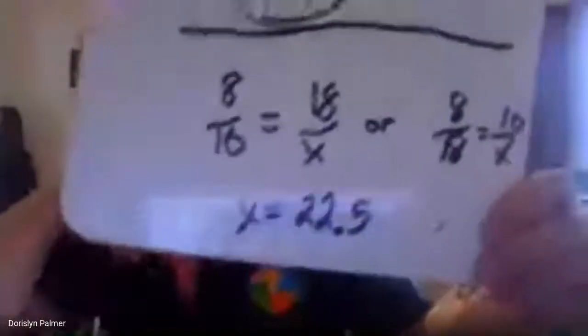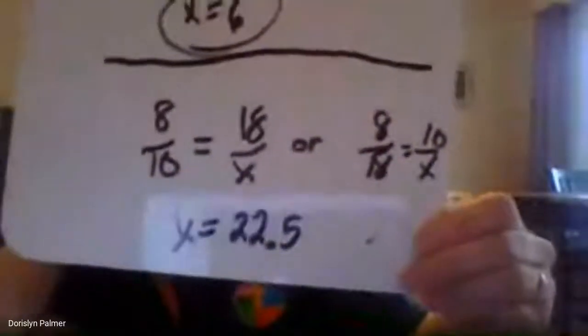Are you with me, Lily? Yep. Let me pin you. Okay. X equals 22.5. Yes, good job. All right, there's a couple ways you could do that one. 22.5 it is.